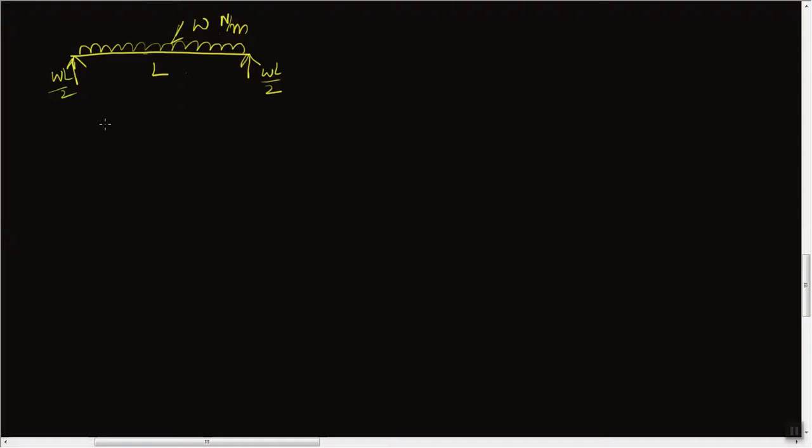Now let us try to draw the shear force and bending moment diagram for this. We know that the beam is bending like this, and the section here will be subjected to this kind of load, which can be considered as negative. This is our reference line.